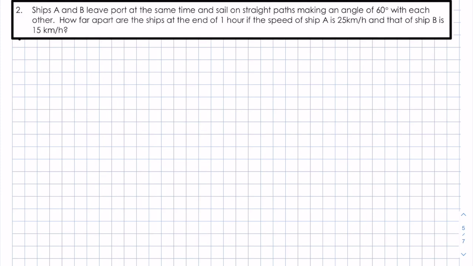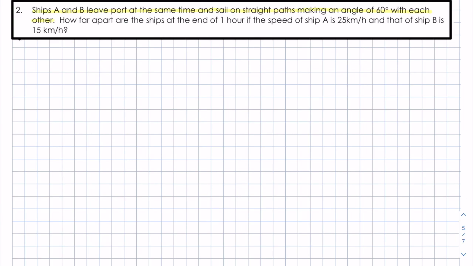All right, so here is another example of a situation that you could use these new non-right triangle laws for. So I'm going to walk you through this one as well. So this one says, ships A and B leave port at the same time and sail on straight paths making an angle of 60 degrees with each other.